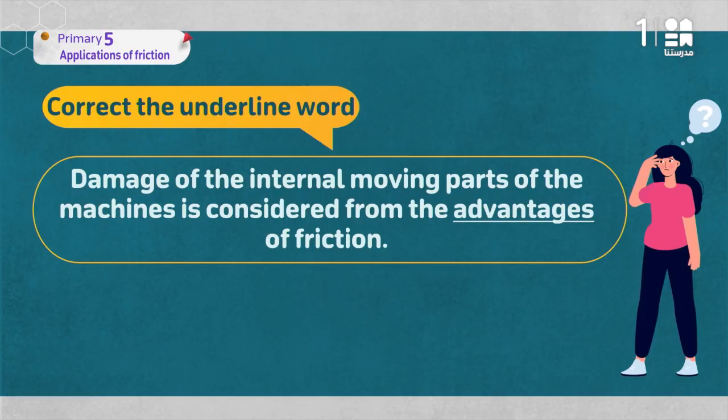Okay, now correct the underlined word. Damage of the internal moving parts of the machines is considered from the advantages of the friction. يحصل damage the advantages? No, it's from the disadvantages of the friction force.